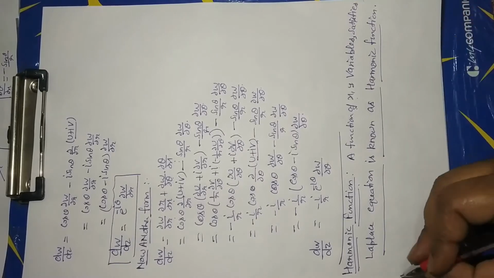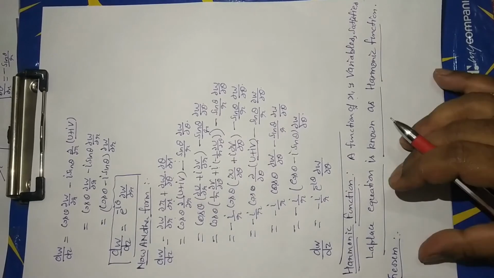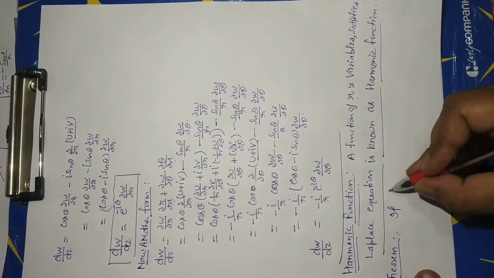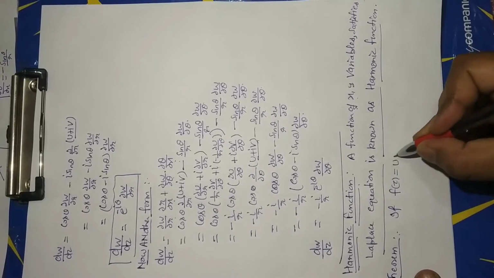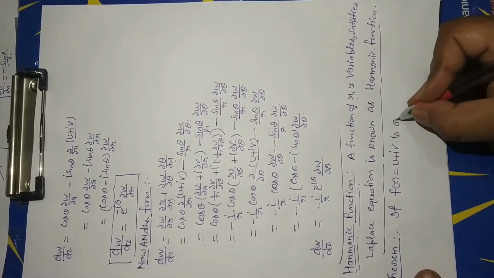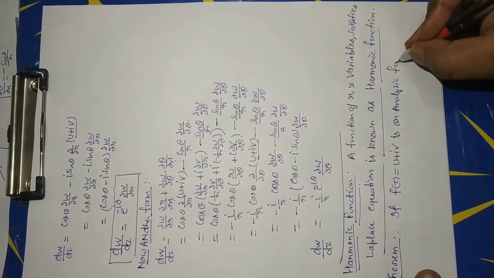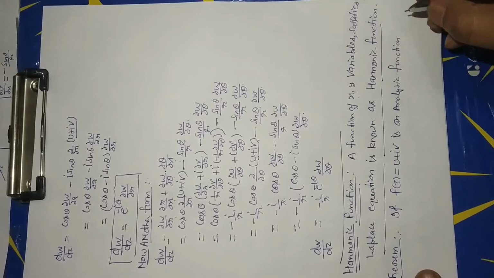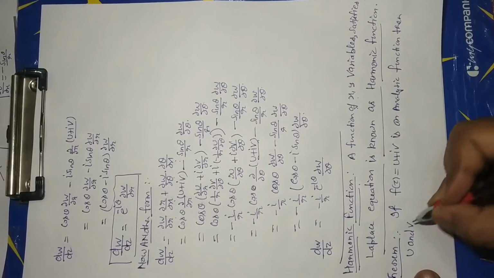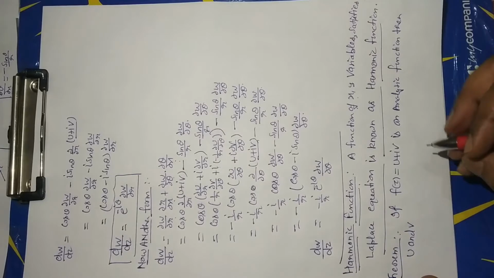Now theorem. Statement: if W is equal to, or say f(z) equal to u plus iv, is an analytic function, then u and v are both harmonic functions.